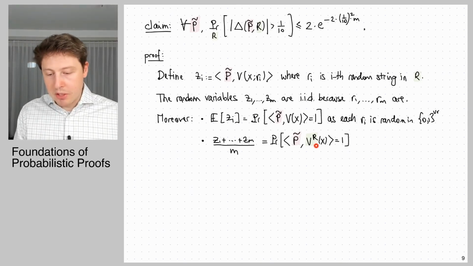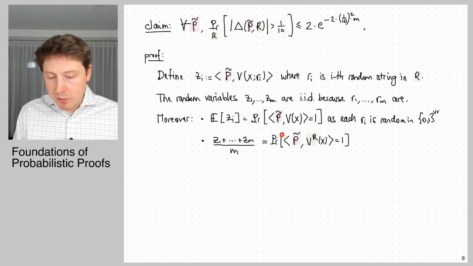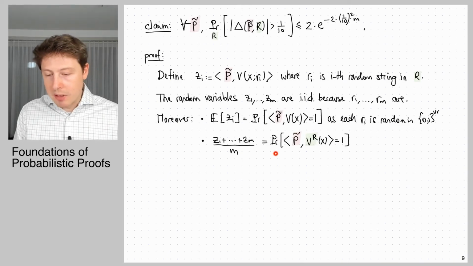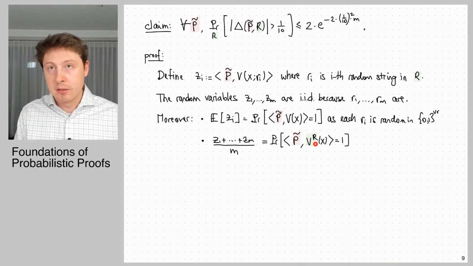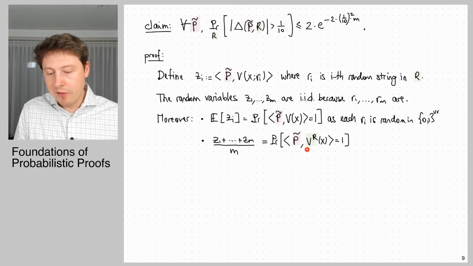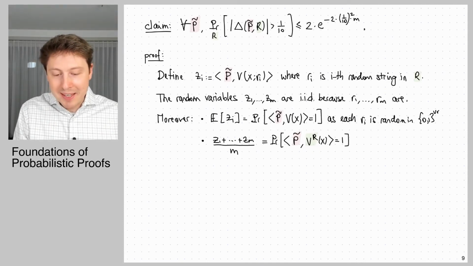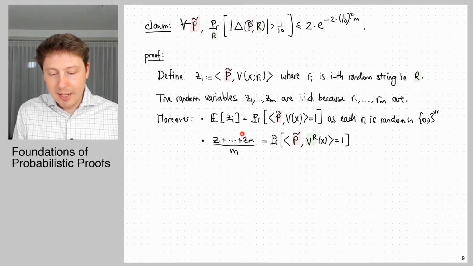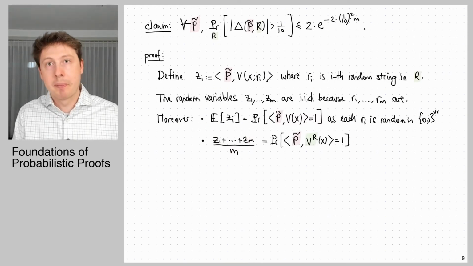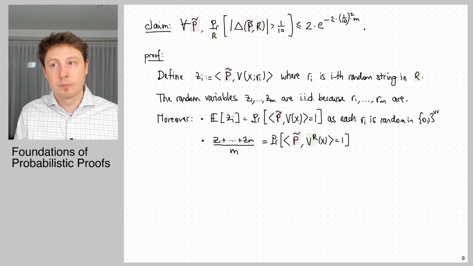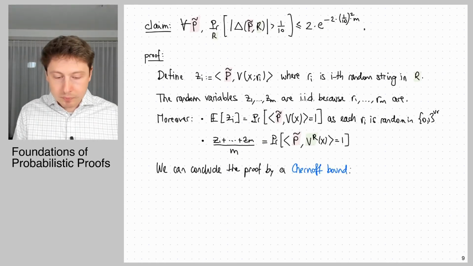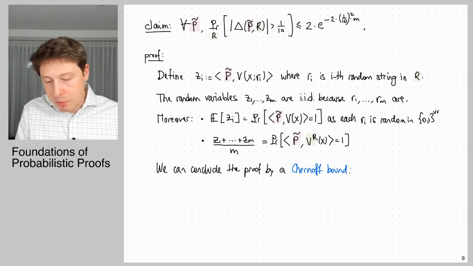Fix a particular choice of capital R. This probability says pick a random Ri in R and just see what the verifier does on that one. Either he does this or that or that or that, and any of them is picked with 1 over m probability. So this must be the same, right? All right. So now we just conclude the proof via Chernoff bound.